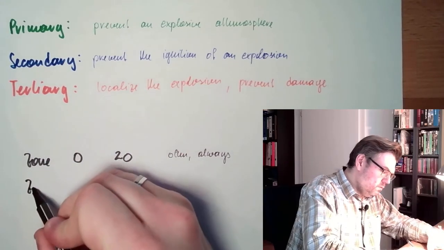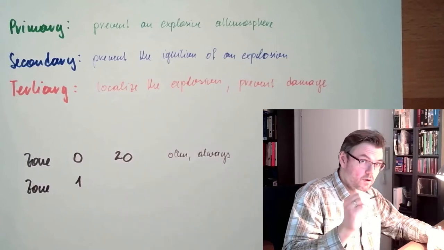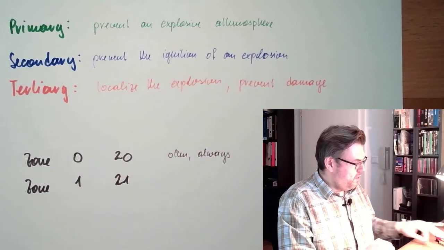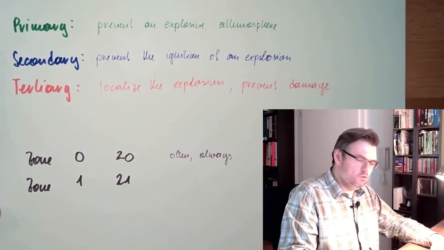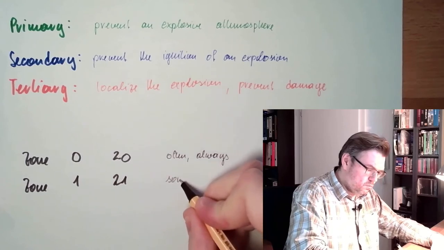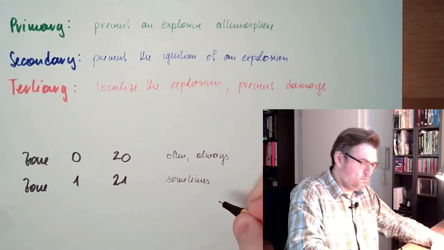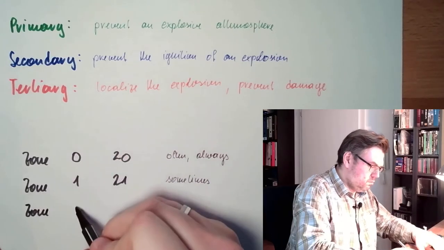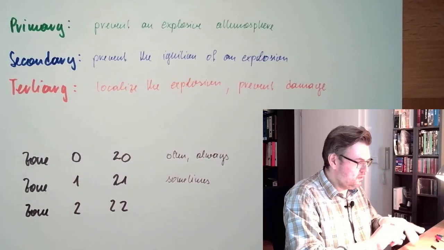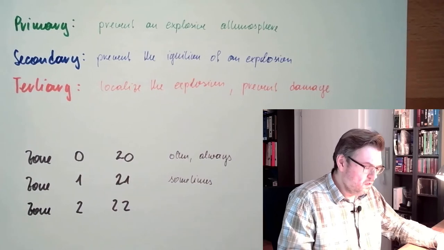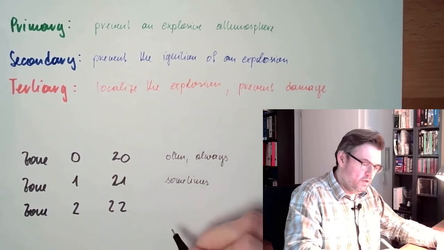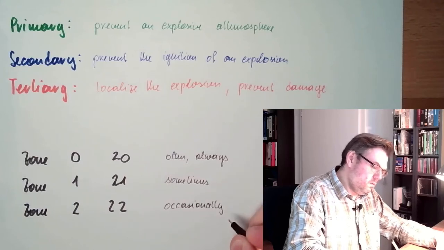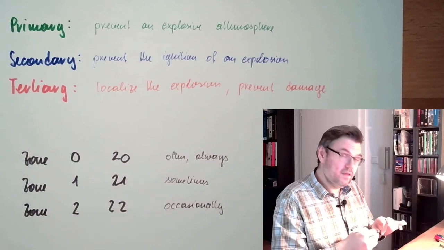Then there is zone 1, or in dust, it's zone 21. There we would have an explosive atmosphere sometimes. And then we have zone 2, or 22 if it's about dust. There we have the explosive atmosphere occasionally. Okay. Whatever this means, right?